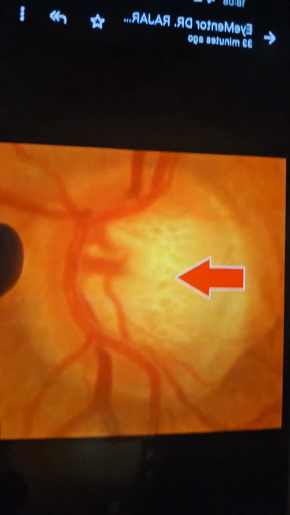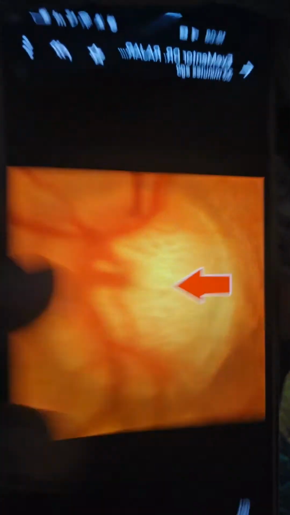Cavernous type of optic atrophy. Okay, cavernous. Very good, Shweta. So cavernous means like a cave. That is why it is so excavated. That's why you're able to see the lamina cribrosa. The cup is normally like a saucer, kind of shallow, but now it's like a cave. When you peep into it, it's like a cave. So cavernous optic atrophy in glaucoma.